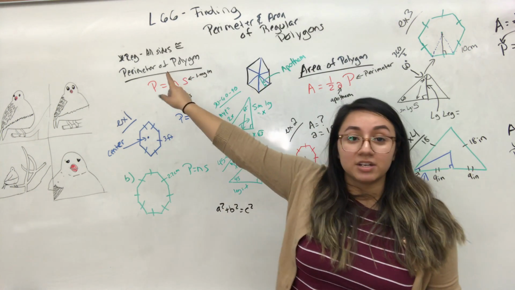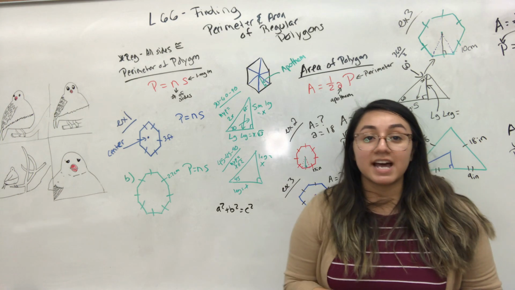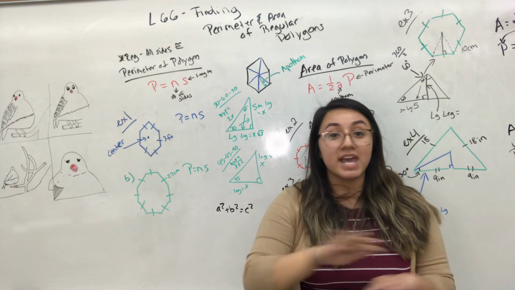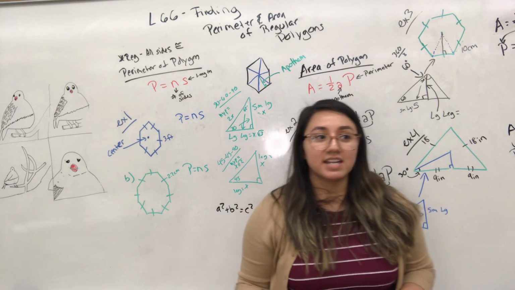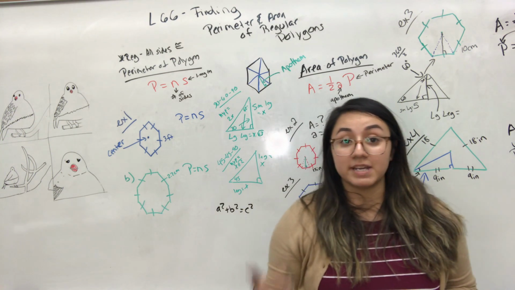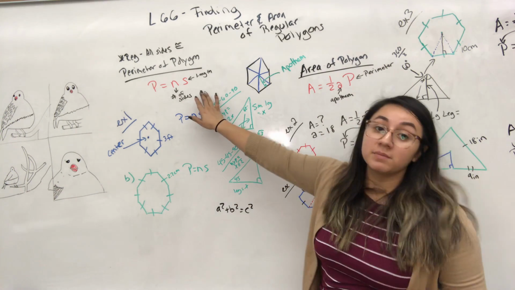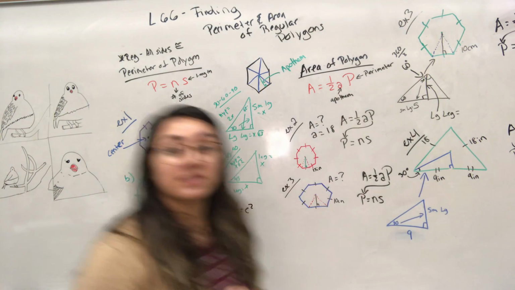Regular polygons means all the sides are congruent. If one side is 5, all of the sides are 5. A polygon is any shape with 3 sides or more, so it could be an octagon, it could be a hexagon, etc. So here, we have the perimeter of a polygon. We're going to start with that first.